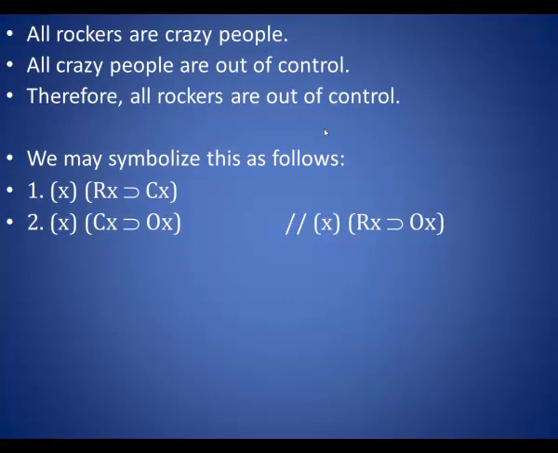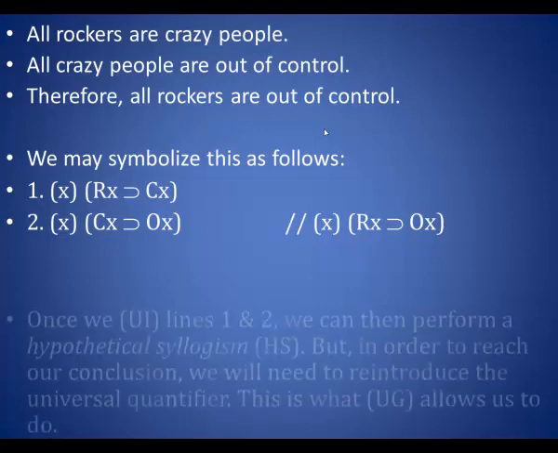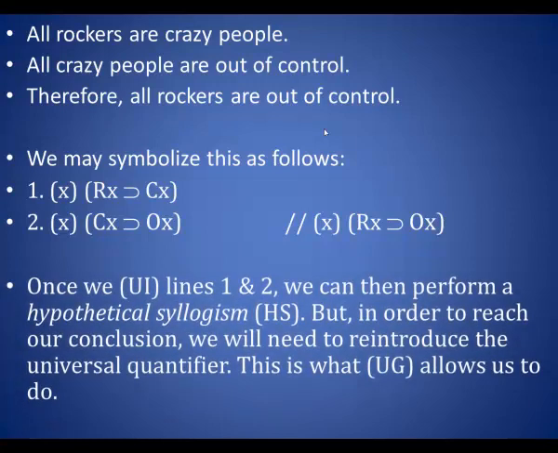Now again, because all my statements are governed by a quantifier, I cannot use any of my rules of implication. So what I'm going to want to do is UI lines 1 and 2. Once we do this, we can then perform a hypothetical syllogism, but then in order to reach our conclusion, we're going to need to reintroduce the universal quantifier. And this is what UG allows us to do.